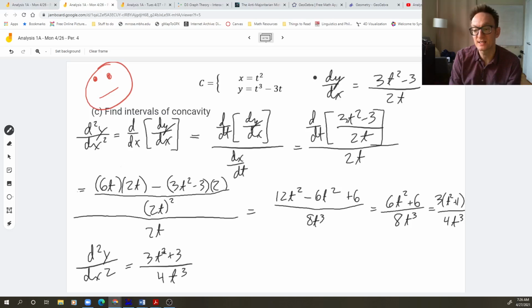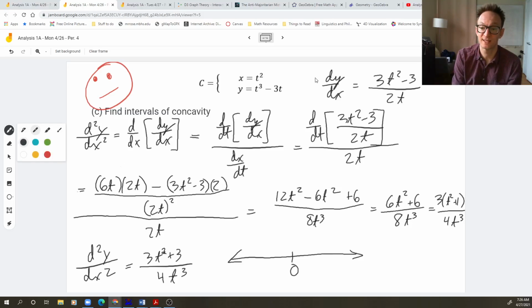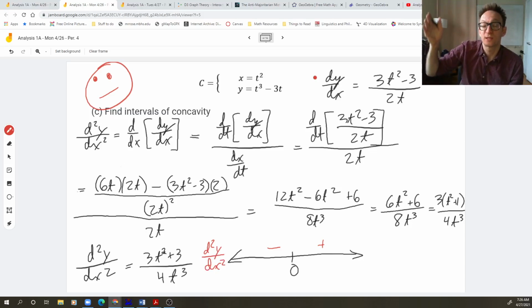Therefore, if I analyze the sign of this expression, and that's easy to do because this numerator is always positive and the denominator is going to change sign at 0 from negative to positive, I can tell you something. And what I can tell you is that for negative t values, the slopes of the tangent lines to the curve are decreasing.